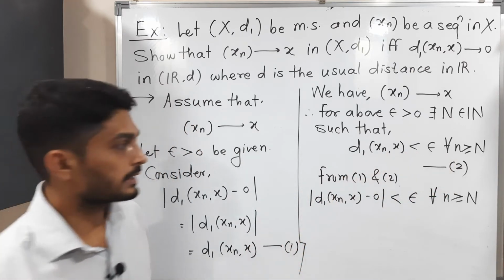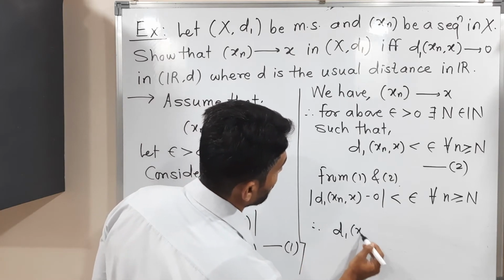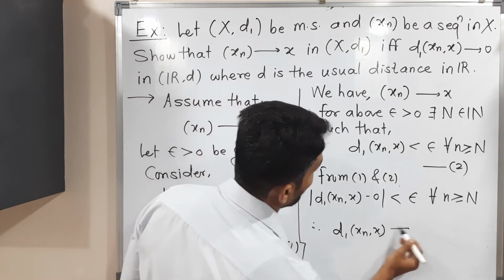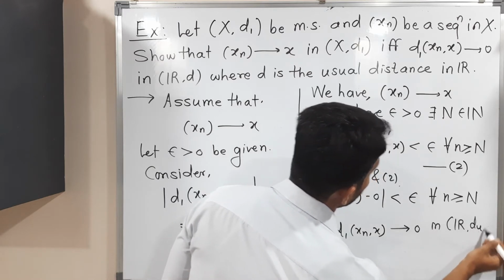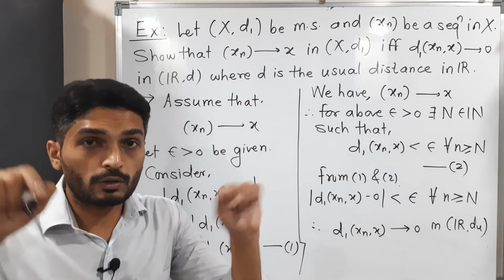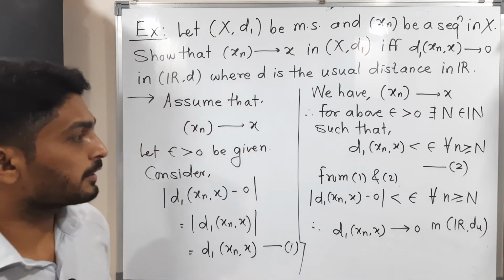Therefore we can say by definition of convergent sequence, therefore D1 of Xn, X converges to 0 in R with the usual distance. See, since we have used mod, mod means usual distance in R. So half part we have proved.